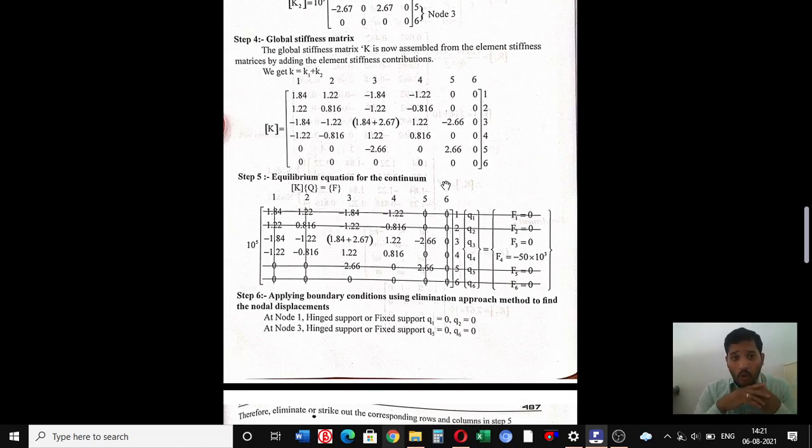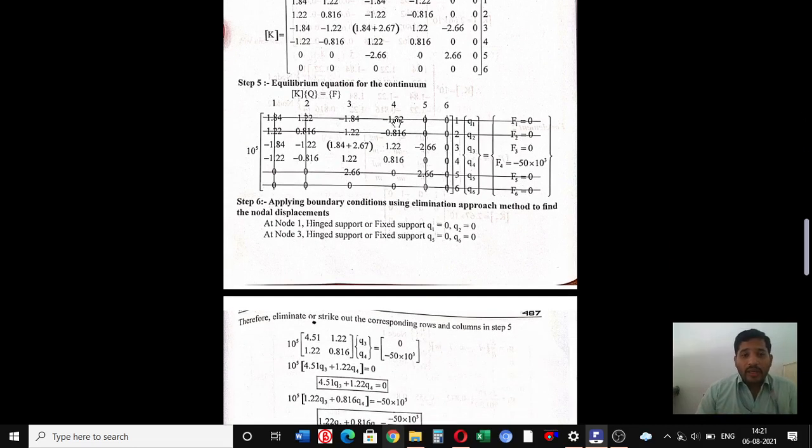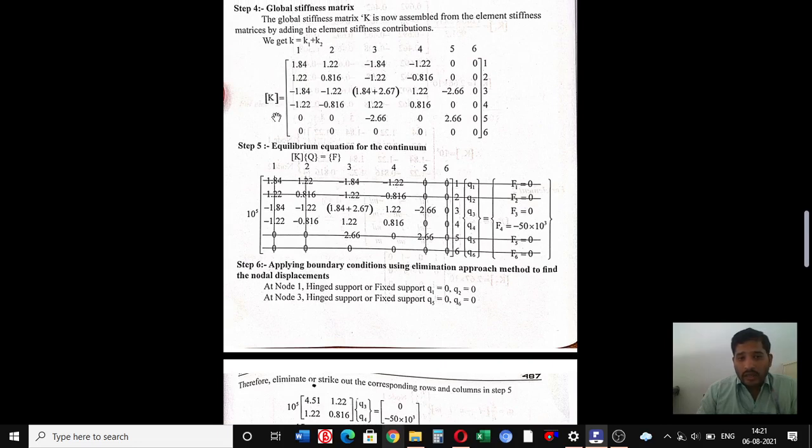After getting the value of the global stiffness matrix, we need to find the equilibrium equation for the given continuum. For the equilibrium equation, the formula is: global stiffness matrix into nodal displacement equals nodal force. What is the formula here? Global stiffness matrix into nodal displacement equals the nodal force. So how much is the K value here? This whole matrix we have to represent here.